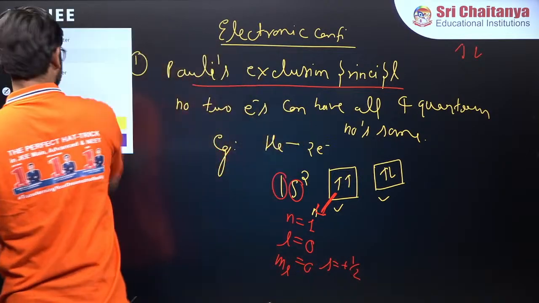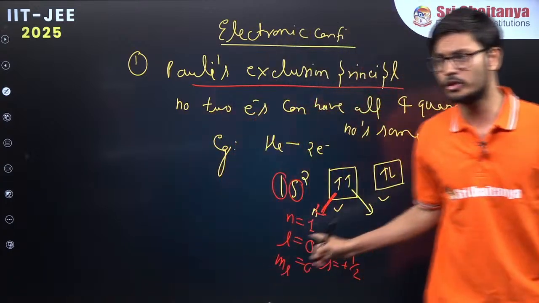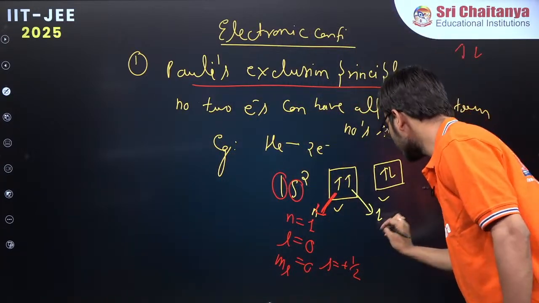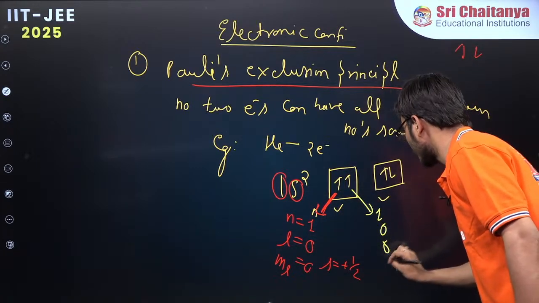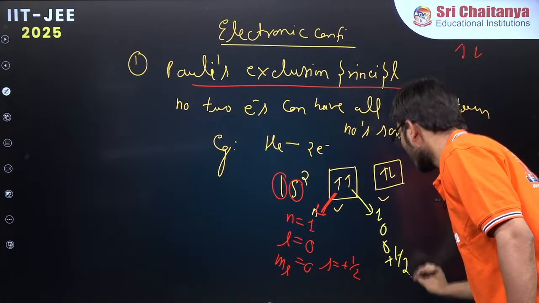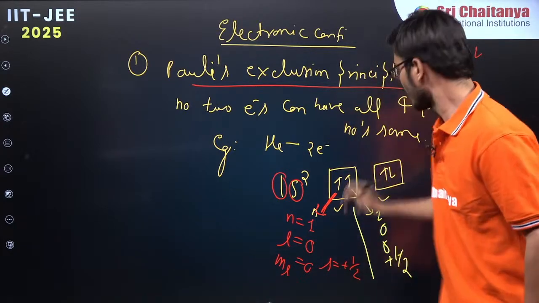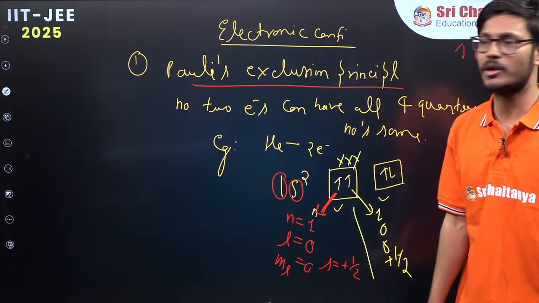Now, let us check everything for the second electron. What is the principal quantum number? 1. l value 0. ml value 0. Spin plus half. Oh my God, both are the same. That means this configuration is not correct.